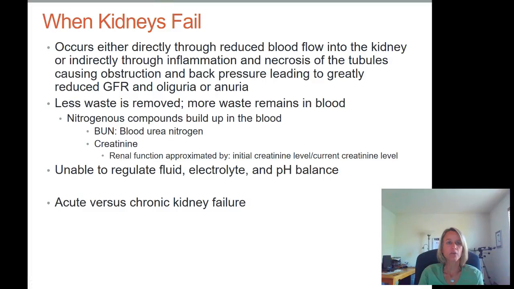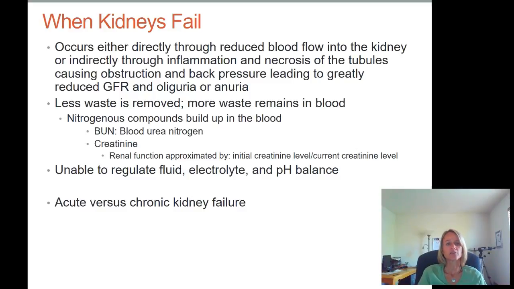Okay, so let's talk about what happens when kidneys fail. First of all, this can occur either directly through reduced blood flow into the kidneys or indirectly through inflammation and necrosis of the tubules, causing obstruction and back pressure. And this can lead to greatly reduced GFR, that's when the kidneys are failing, oliguria, reduced urine output, or anuria, which is no urine output.